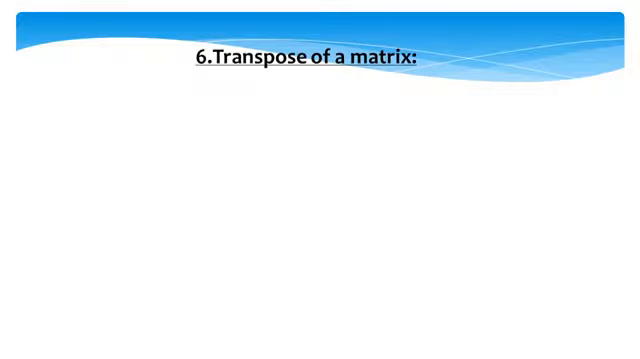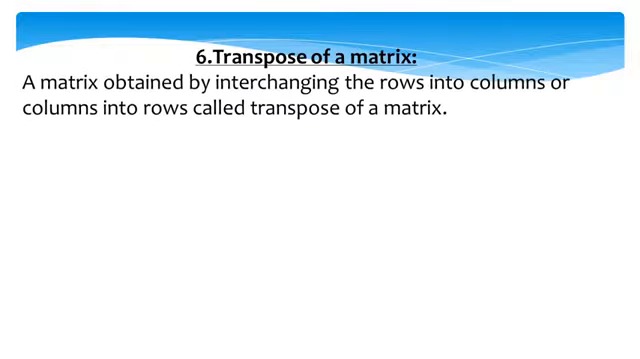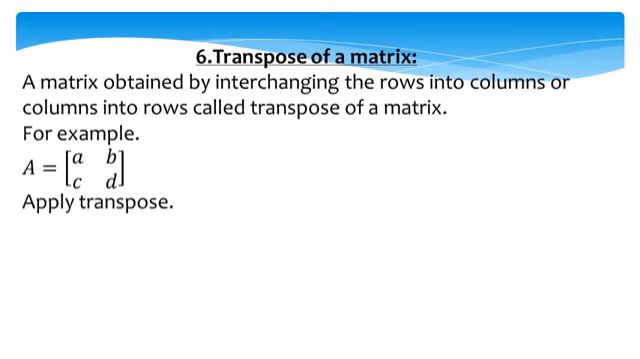Transpose of a matrix. Type 6. A matrix obtained by interchanging the rows into columns or columns into rows is called the transpose of a matrix. For example, matrix A has elements A, B, C, D. Apply transpose. A transpose is equal to the transpose of A, B, C, D. The result is that the first row, AB, is converted into the first column, and the second row, CD, is converted into the second column, CD.